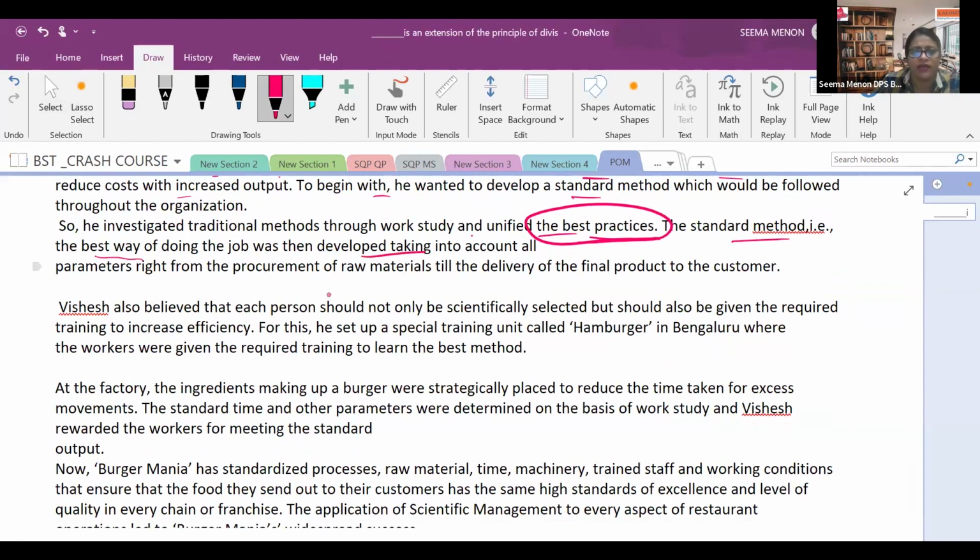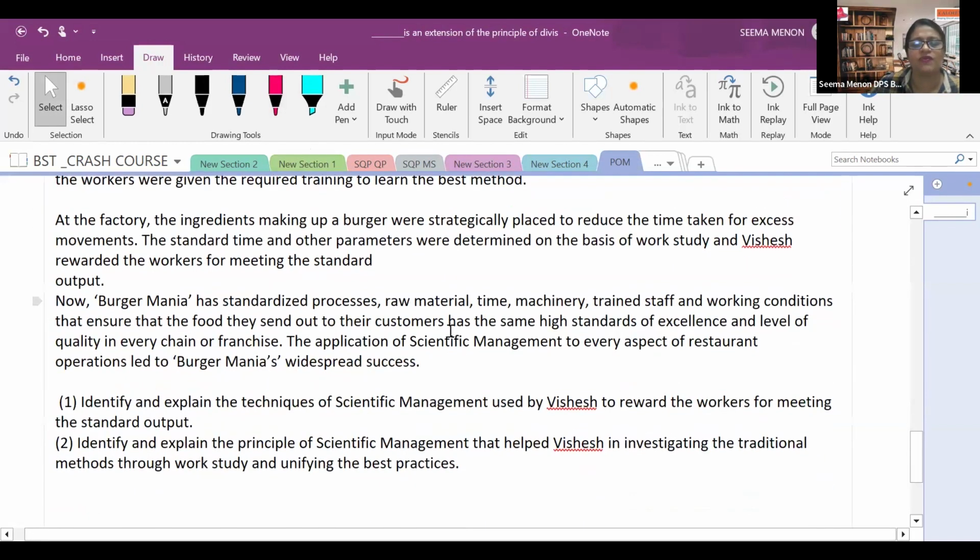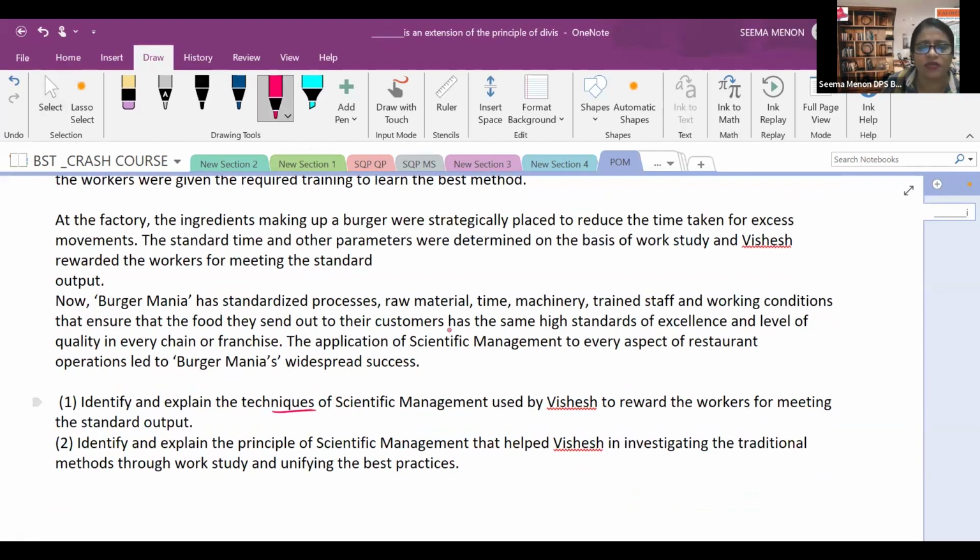And then he developed it, taking into account all parameters right from the procurement of raw material till the delivery of the final product to the customer. He planned the best way of doing the job. So you know that. What is the question? Always in a case study, first you will read the question thoroughly. So identify and explain the techniques of scientific management used by Vishesh to reward the workers for meeting the standard output.